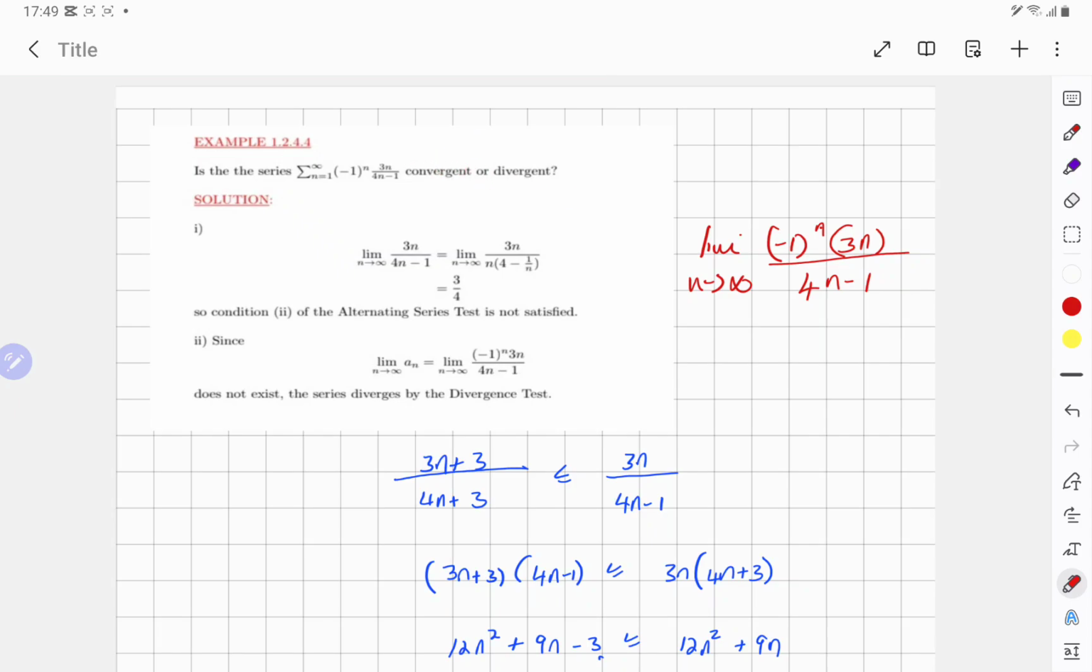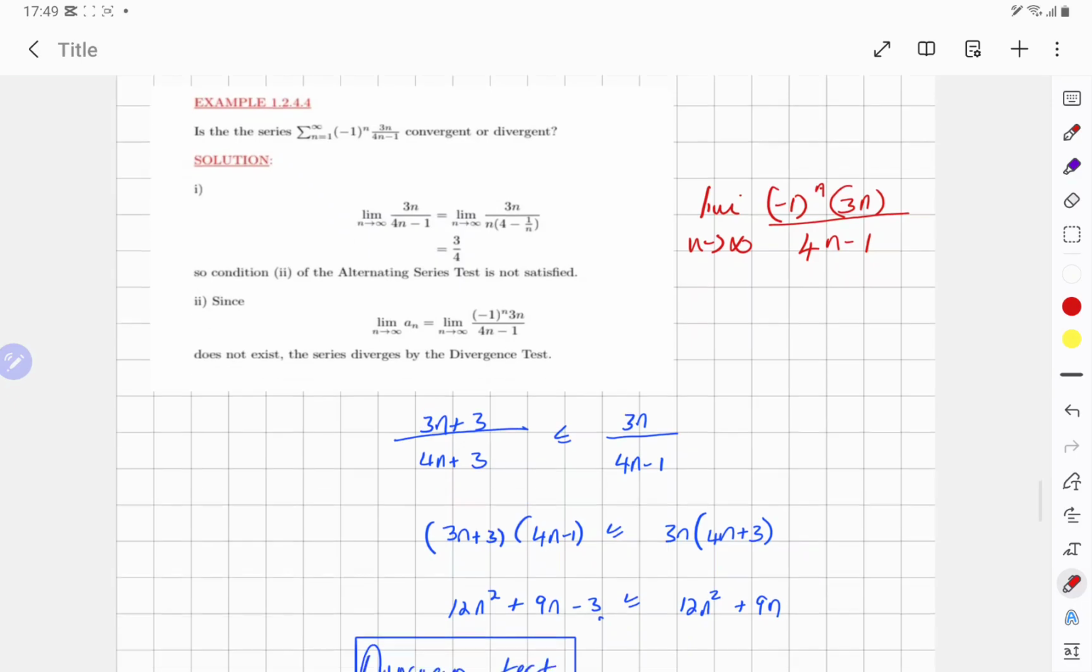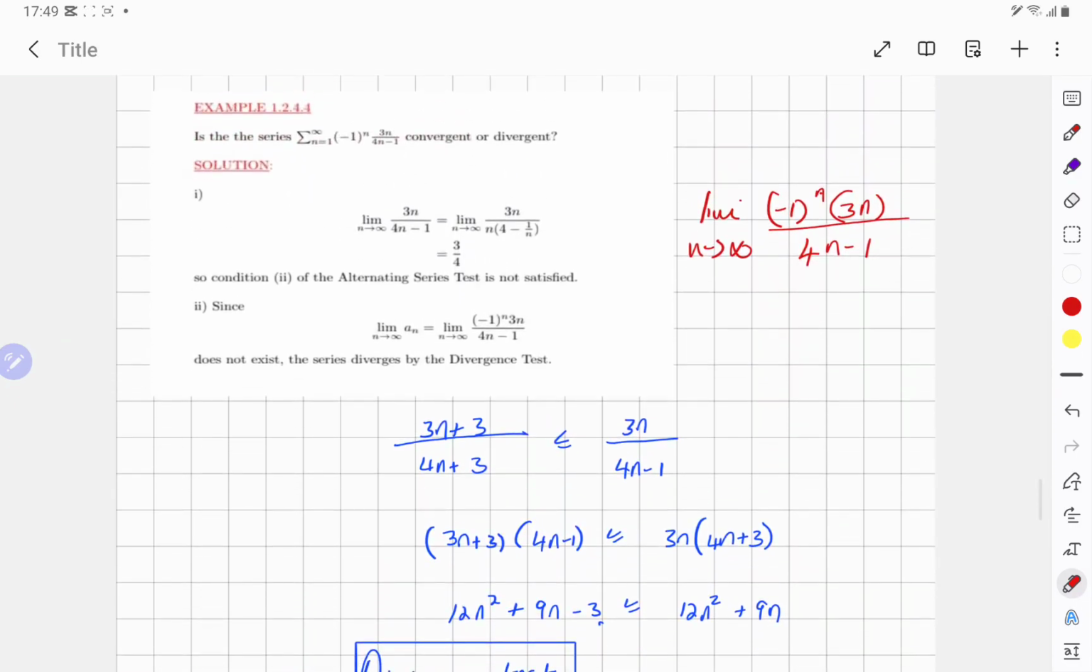So again, we have the series. What do you see in the exams? You recognize the minus 1 to the n. It could be alternating. For now you skip the divergence test. You go straight on to the conditions for the alternating series test.